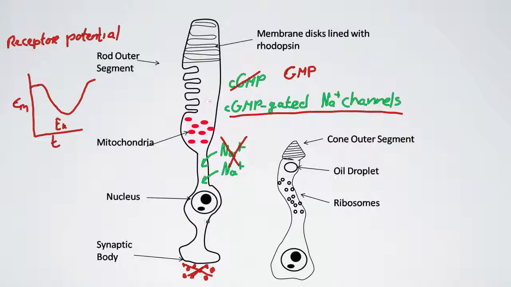We're not going to go beyond this point in this video, but I hope you have a better understanding of what happens in the rods. We're not going to go into what happens in the cones because it's a similar process. Yes, there are some differences, but this gives you a general idea.